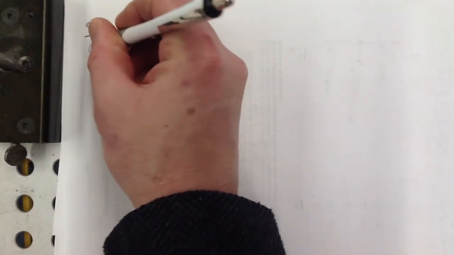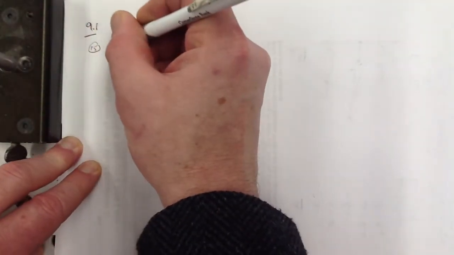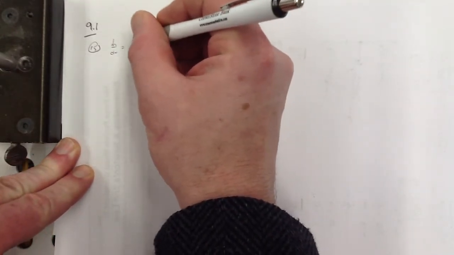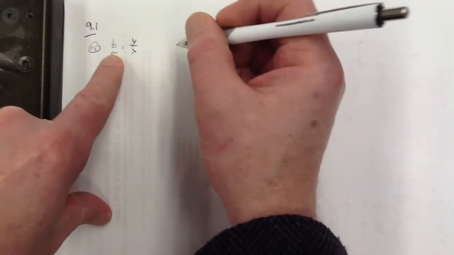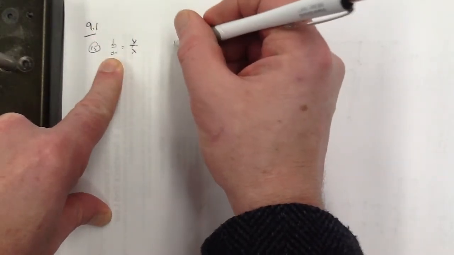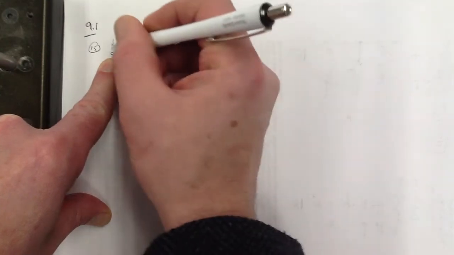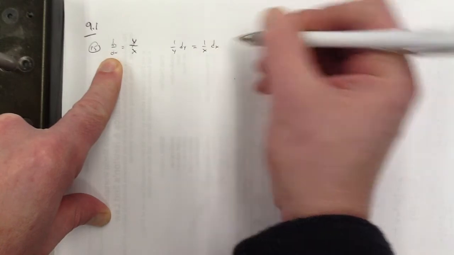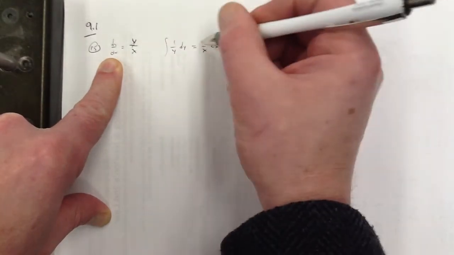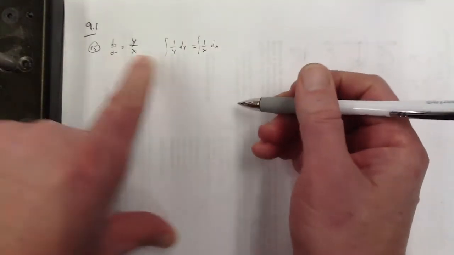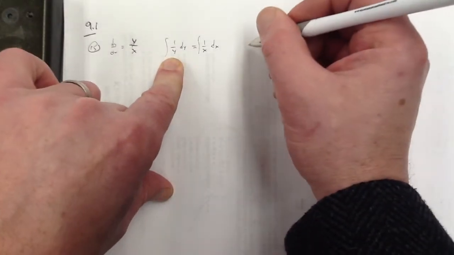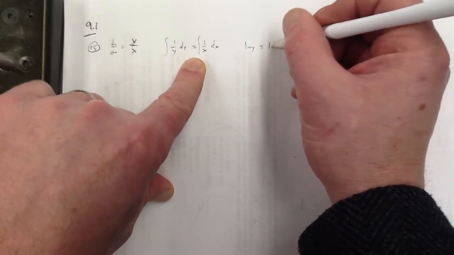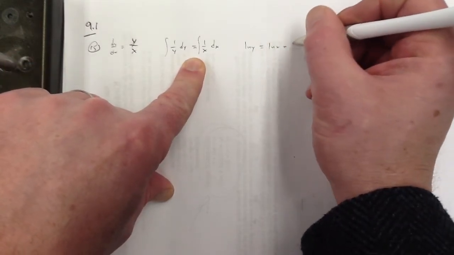So 15, we've got dy/dx is equal to y over x. So we need to separate the variables. The y goes on this side, 1 over y dy. The x's stay on this side, so that's 1 over x dx. And then I take antiderivatives. Antiderivative of 1 over y is natural log y is equal to natural log x plus c.